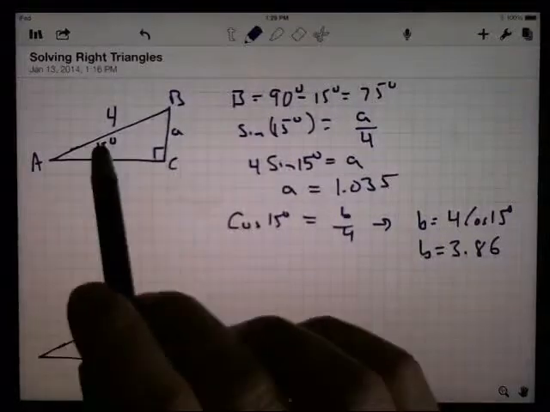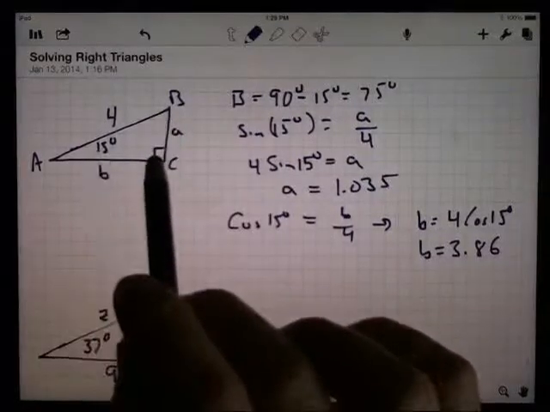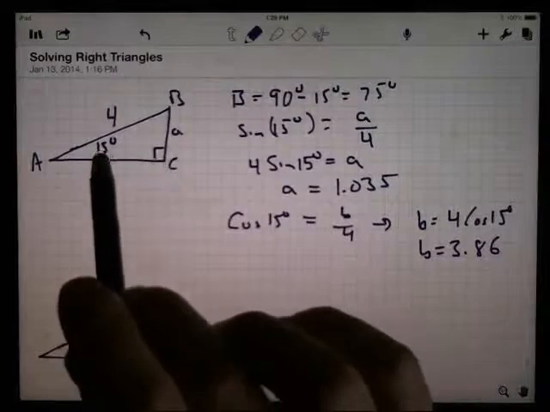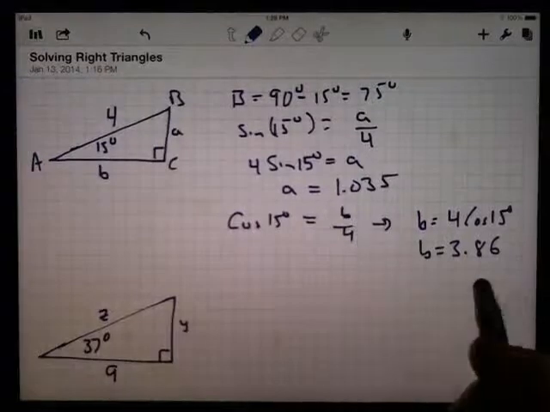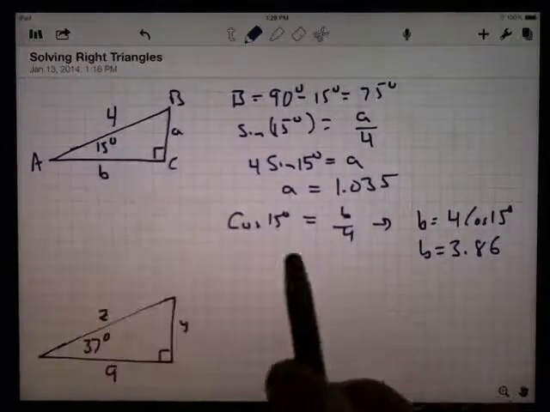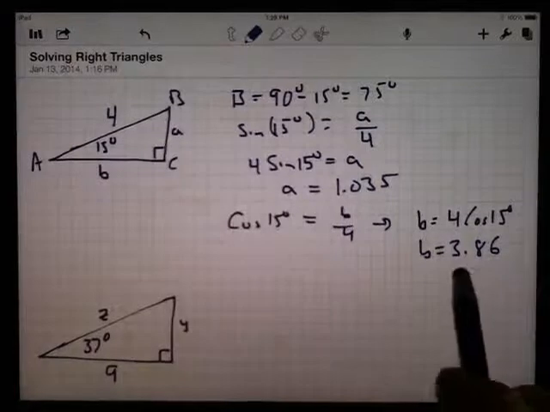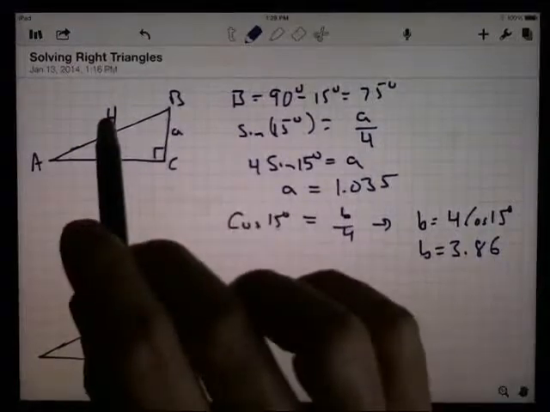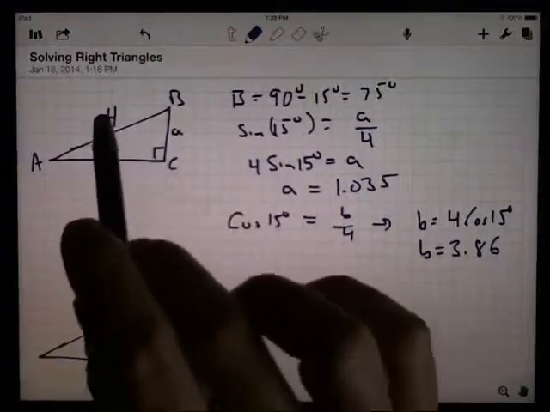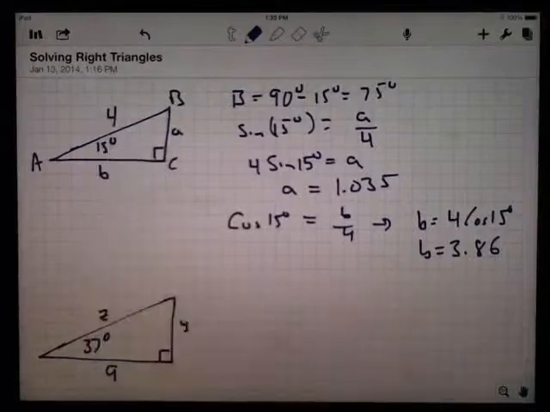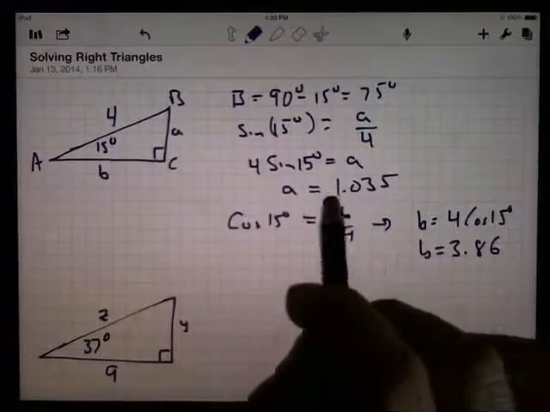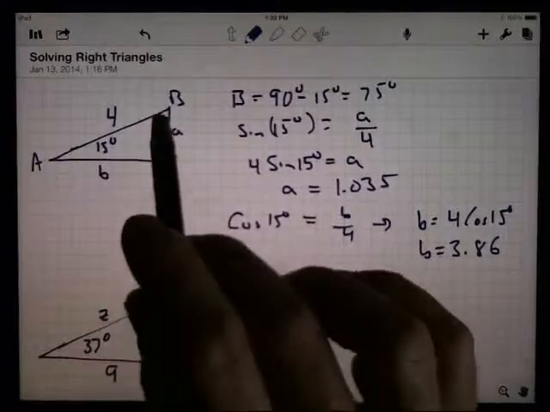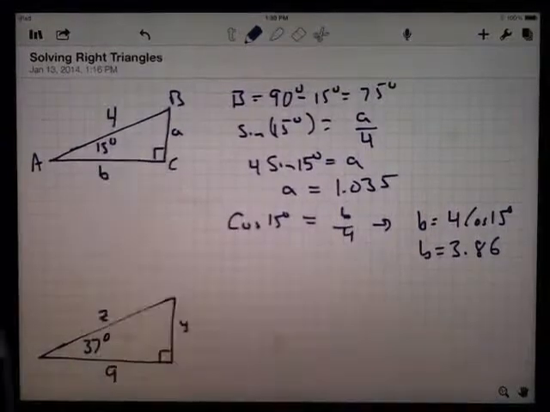So with my angles here being 15, 75, and 90, 15 is the smallest angle, and so side A should be the smallest side. 1.035, 3.86, and 4. Well, good. That's the smallest one. The 3.86 is smaller than 4, so 4 is the biggest one across from that 90-degree angle. So that gives me some indication that this is at least a plausible solution. The small angle across from the small side, the middle angle across from the middle side, and the big angle across from the big side.